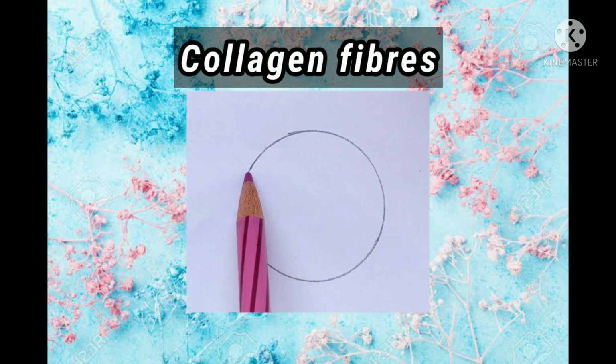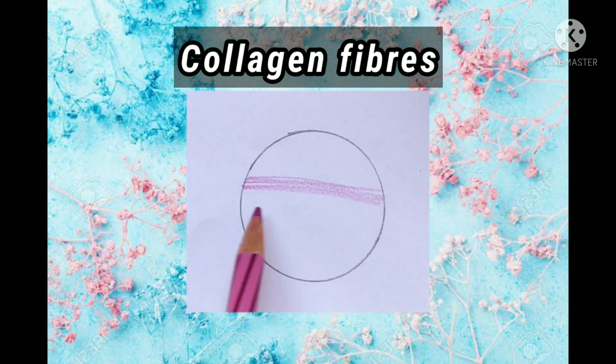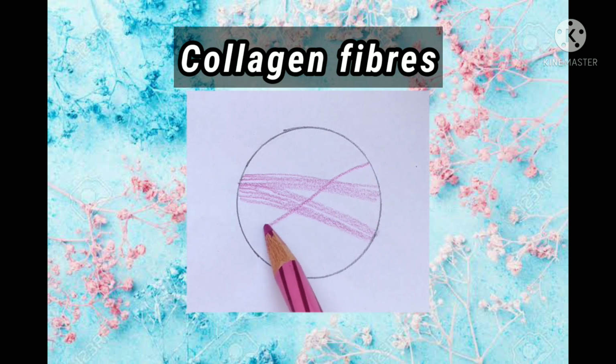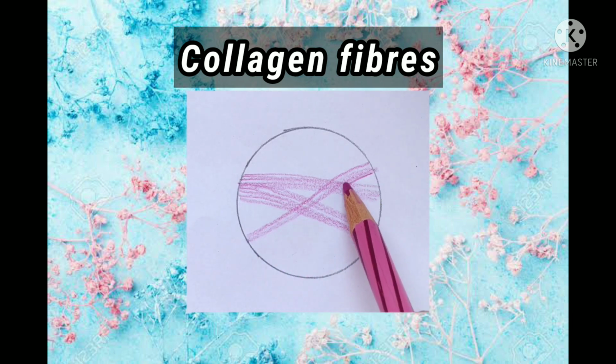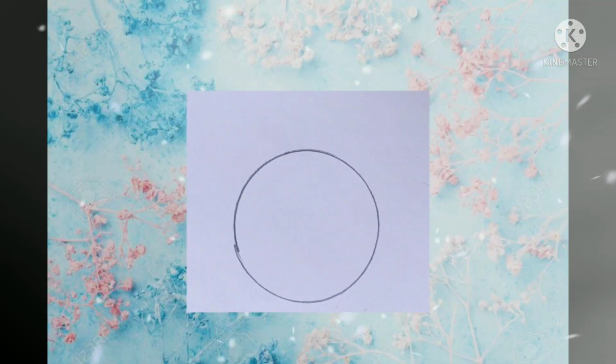Collagen fibers are the most abundant fibers in our body. They are flexible and have remarkably high tensile strength. They always run in bundles, and the bundles also branch.